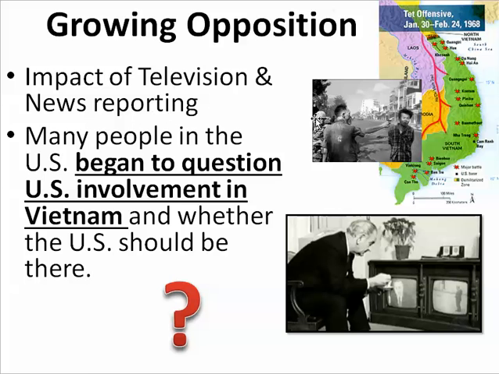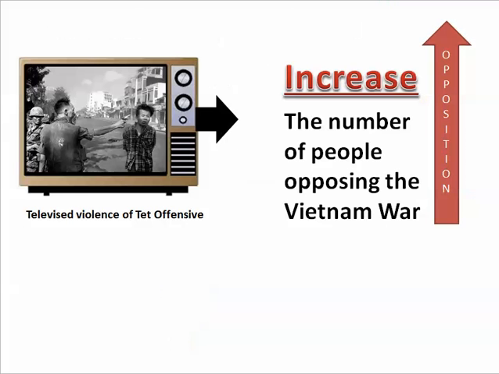So the impact of the television and news reporting this violence in people's homes made many people start opposing the war. So a growing opposition. Not that there weren't any people opposing the war before, but that an increased number started to oppose the war and U.S. involvement in Vietnam. So essentially, because of the televised violence in the Tet Offensive, the number of people opposing the Vietnam War increases. The opposition to the war increases because of the televised violence of the Tet Offensive. Okay. So that's extremely important to understand.